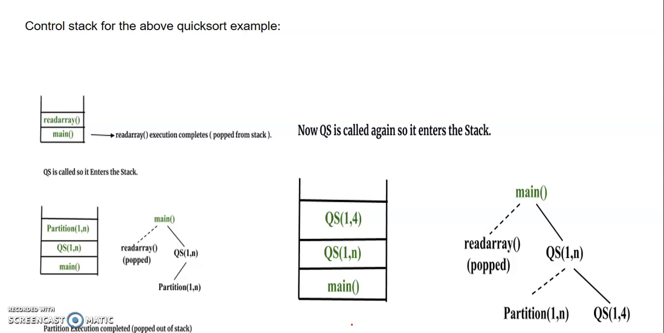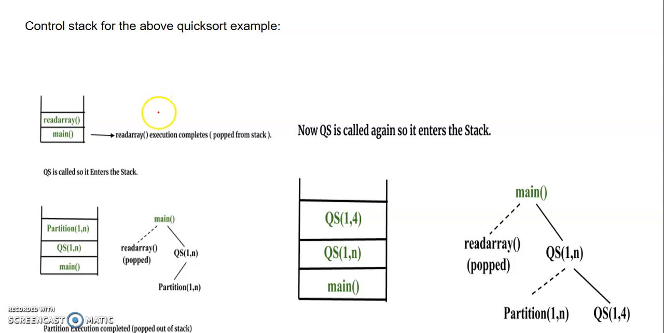So this is how you can see a snapshot of that particular quicksort example. When main gets called, its record is there in the stack. When read array is called, it is also pushed into the stack. Once read array completes its execution, it is popped out, and then the function quicksort is to be called.